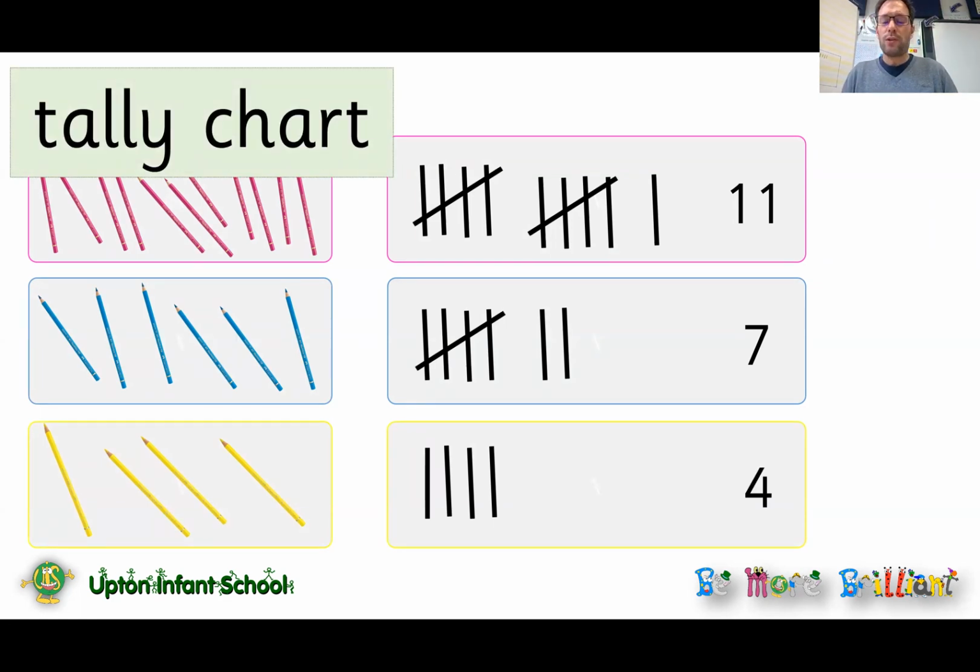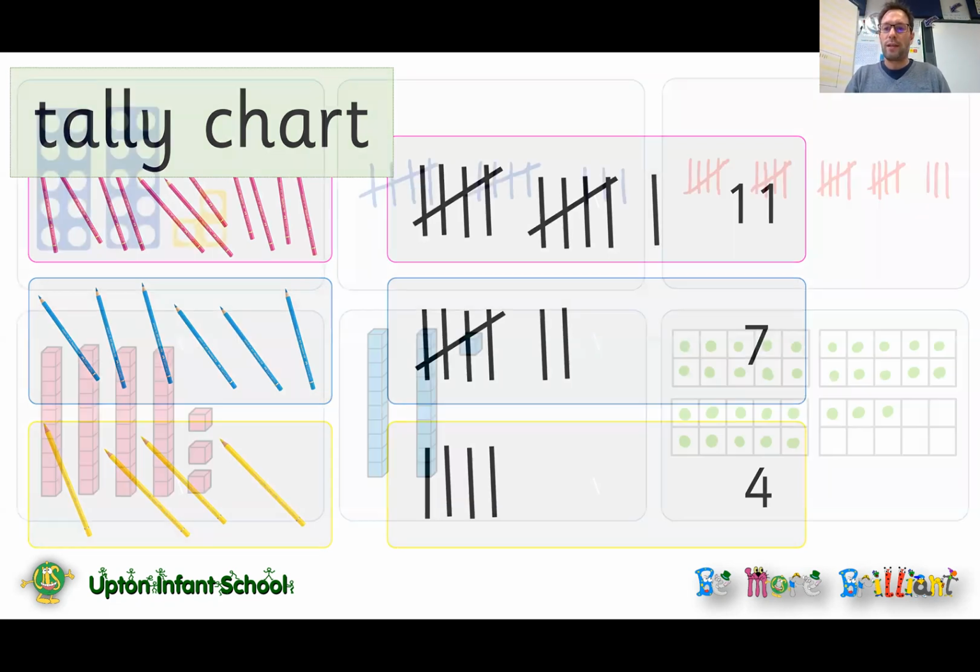So that's how we do a tally chart. When we do tallying, once we get to doing the 5th tally, we strike across. And it looks a little bit like a fence or a gate, doesn't it?